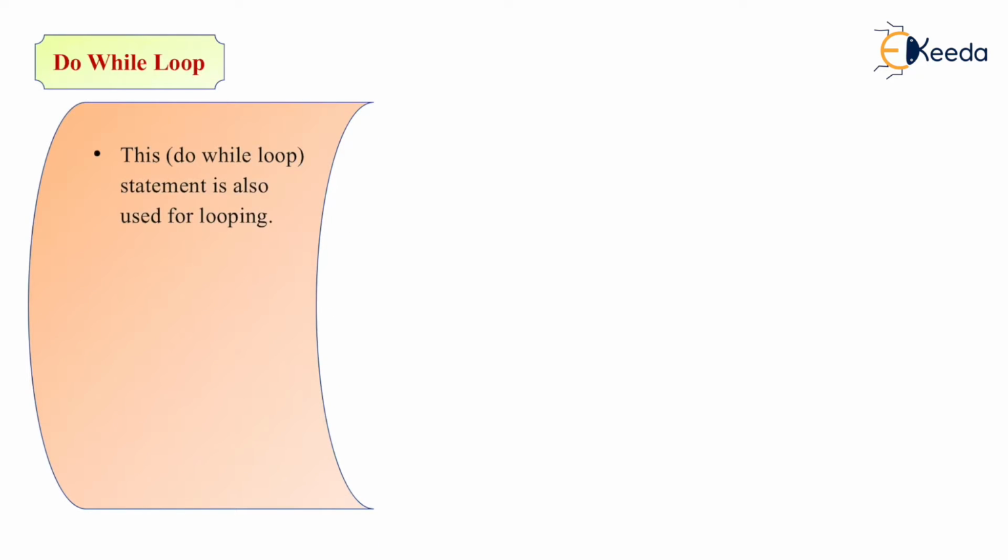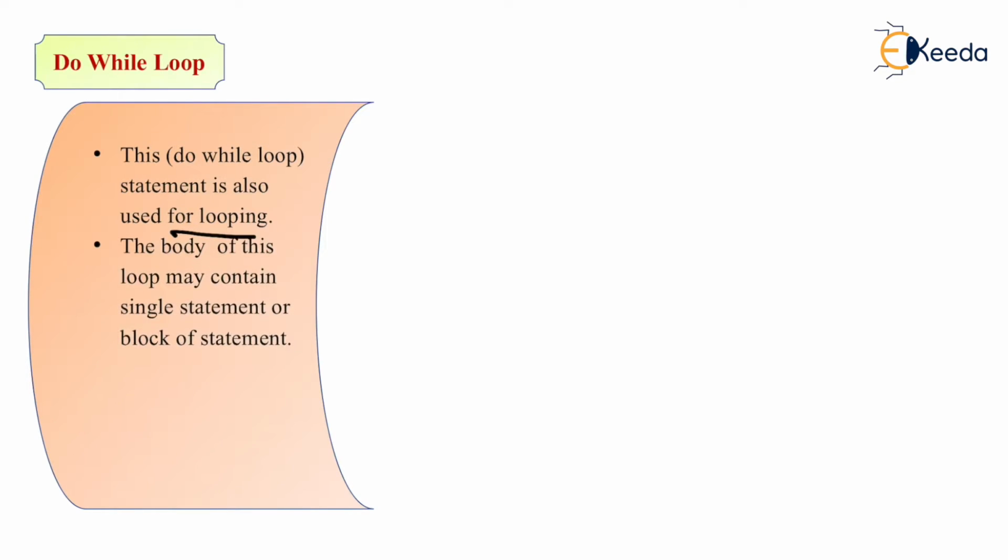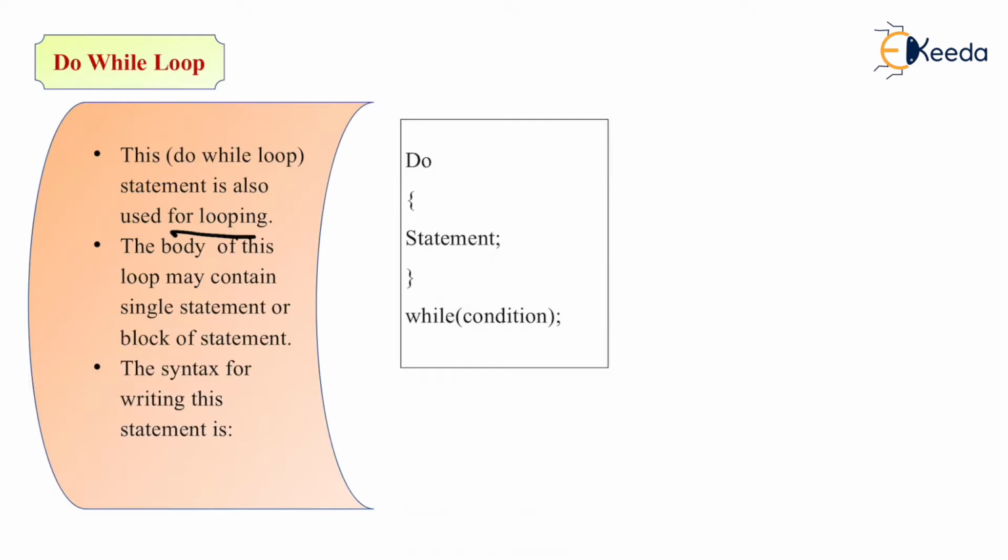Next, the do while loop. The do while loop is also used for looping. The body of this loop may contain a single statement or a block of statements. The syntax for writing the statement is: do, then the block of code, while (condition); with a semicolon.